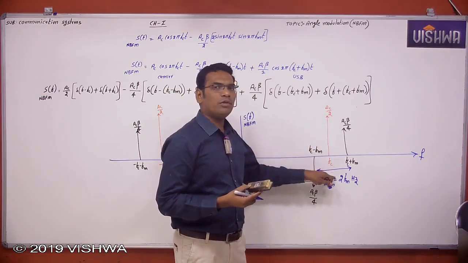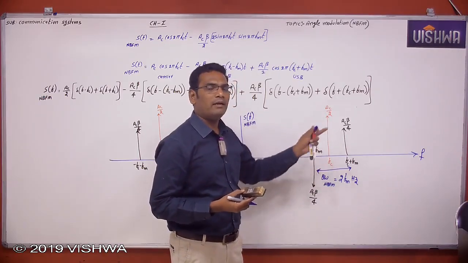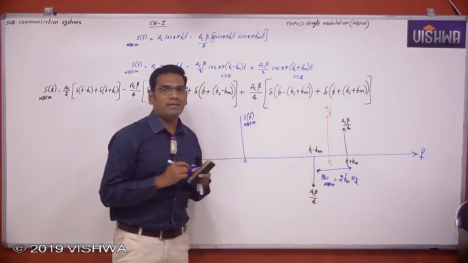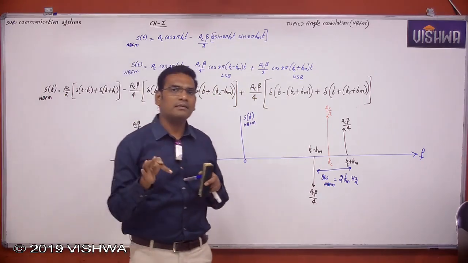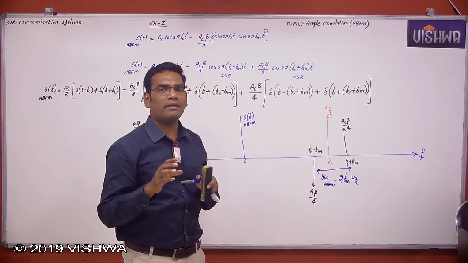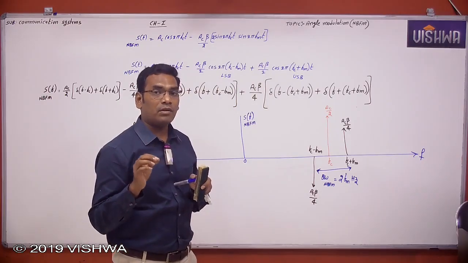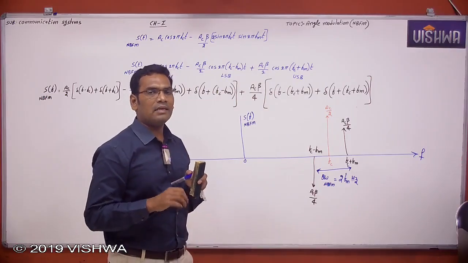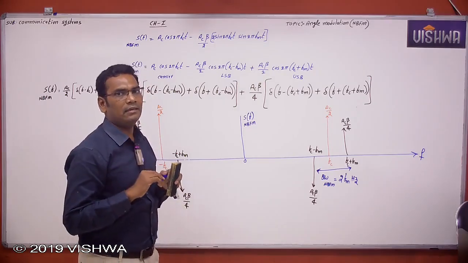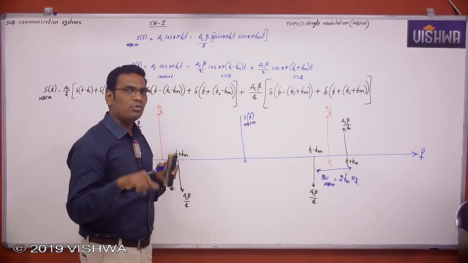Now the bandwidth is 2 Fm, bandwidth is 2 Fm. So all are similar. The number of spectral components is 3. The total power is equal to carrier, upper sideband, and lower sideband power, and the bandwidth is the same. Because of all these similarities, narrowband FM is not preferred practically because of its similarity to AM.